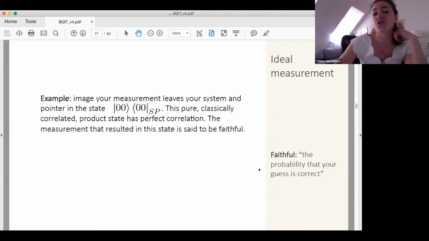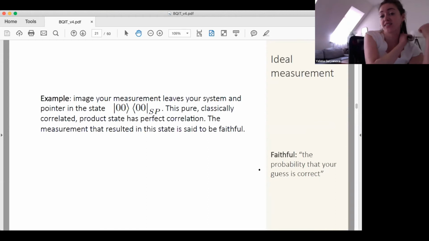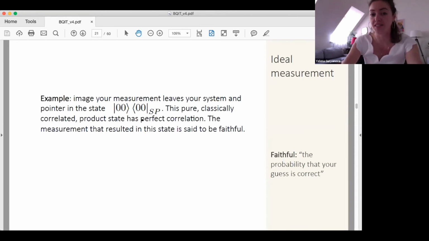Imagine your measurement leaves your system and pointer in the state 0, 0. This is clearly a pure, classically correlated product state, but it has perfect correlation. The measurement that resulted in this state is said to be faithful. That is because when I look at the pointer in the state 0, I know for sure, without ambiguity and with probability 1, that the state of my system was also 0.